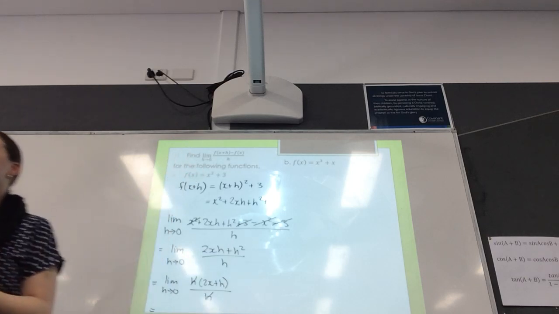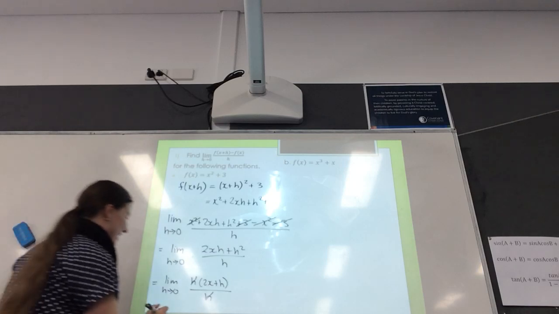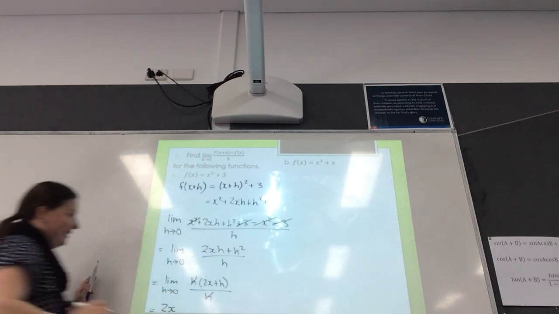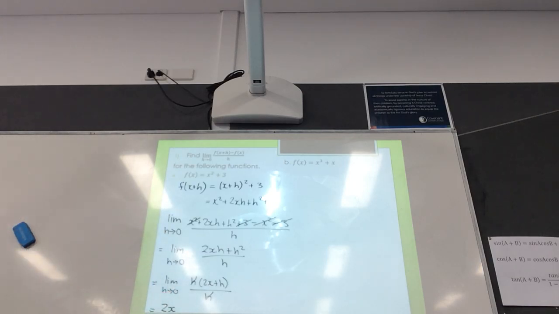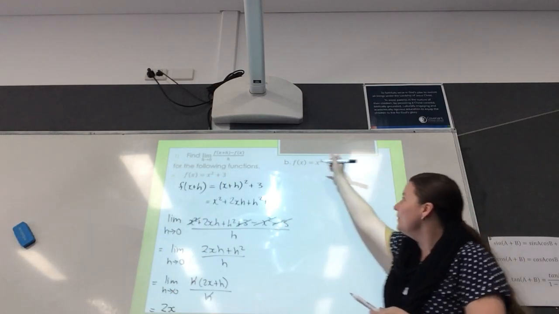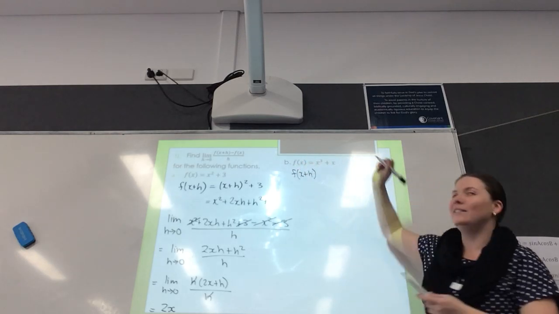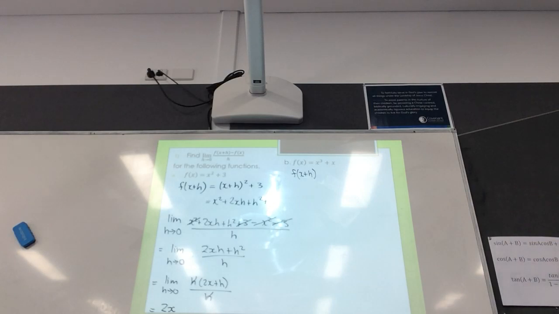Magic, right? I'm basically a magician, just saying. Magic. Okay, the next one, it is 3x squared plus 1. Find f of x plus h. This one is not as nice.